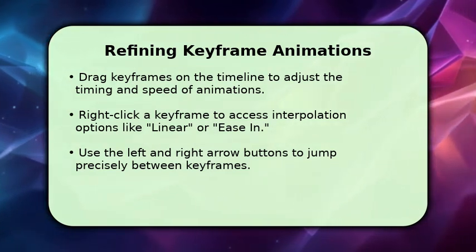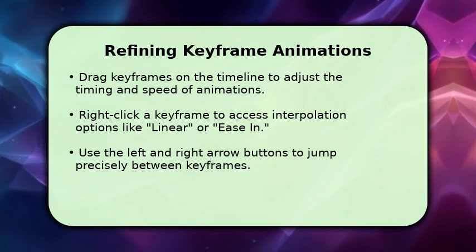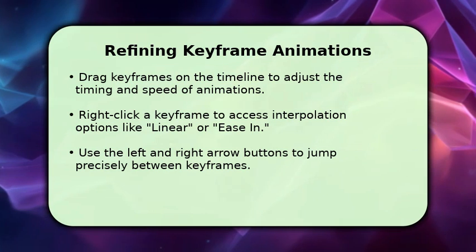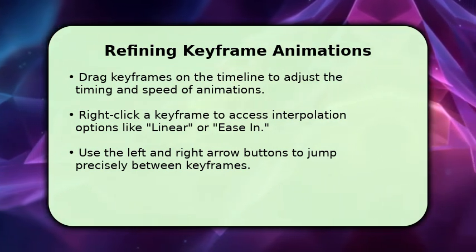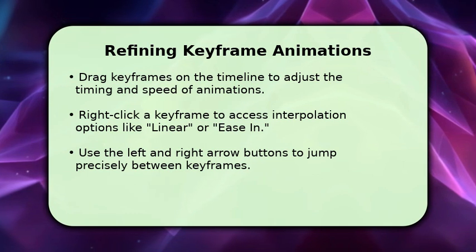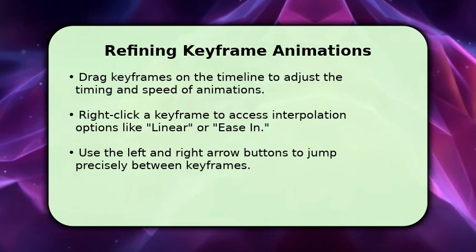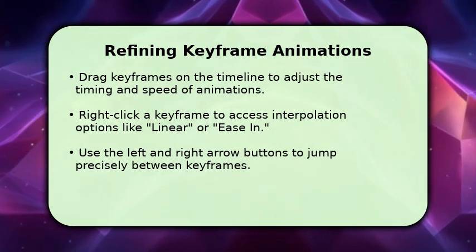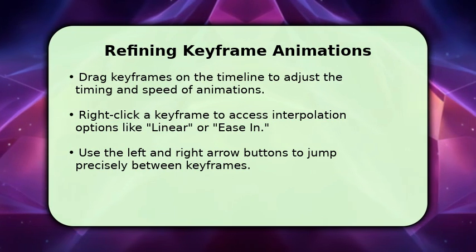Once you have your keyframes set, you can easily refine your animation. On the timeline, you'll see the keyframe markers. Simply drag them to change when an animation starts or ends, controlling its speed. For smoother transitions, right-click a keyframe to choose an interpolation method, such as linear for constant speed or ease in for a gradual start. Use the navigation arrows in the Properties panel to jump between keyframes for precise adjustments.